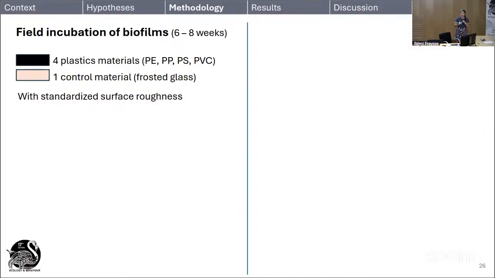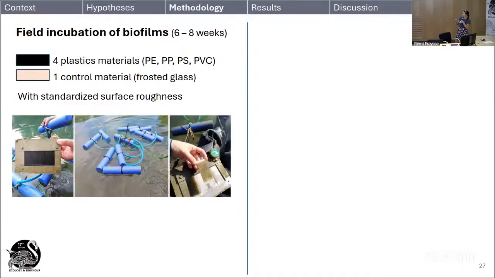So I took 4 plastic materials that represent the 4 most produced plastic polymers. So we have polyethylene, polypropylene, polystyrene, and polyvinyl chloride. And I also took a control material, which is frosted glass. And all of these materials had a standardized surface roughness to avoid physical bias. So here you have a few pictures of the process. You can see my incubation devices. They were floating, and you can see that after 6 to 8 weeks, the plates are fully colonized with biofilm.